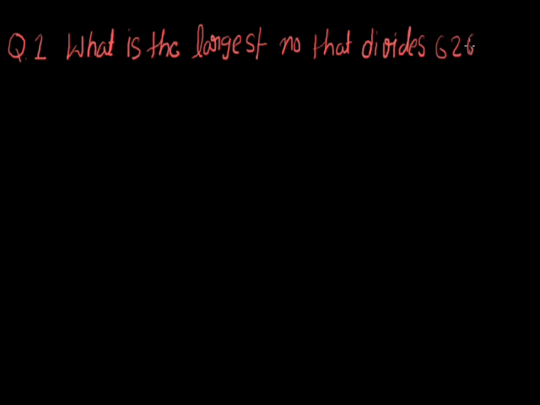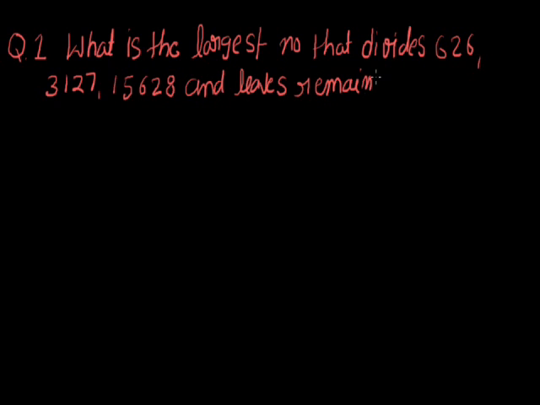What is the largest number that divides 626, 3127, and 15628, and leaves remainders 1, 2, and 3 respectively? Okay, that is our question.